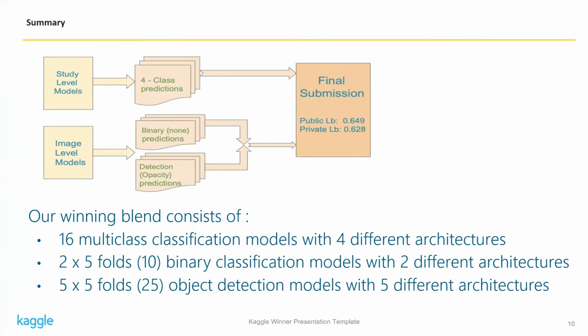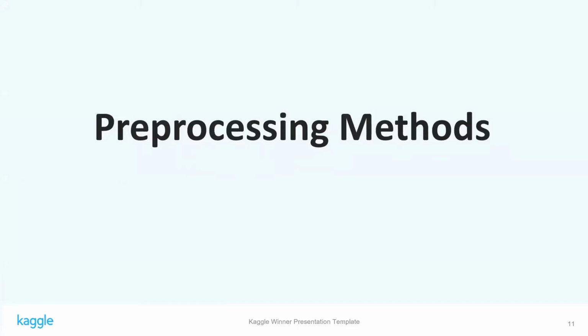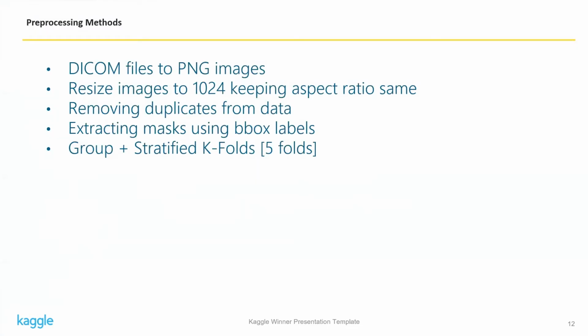About the summary of our solution, our winning blend consisted of 16 classification models, which were on 4 different architectures. We also used 2 different architecture binary classification models, which were 5-fold models. And in the object detection models, we used 5 different architectures of 5-fold models. In the final leaderboard, our private LB was 0.628 with 5th place, and in public it was 3rd place with 0.649.